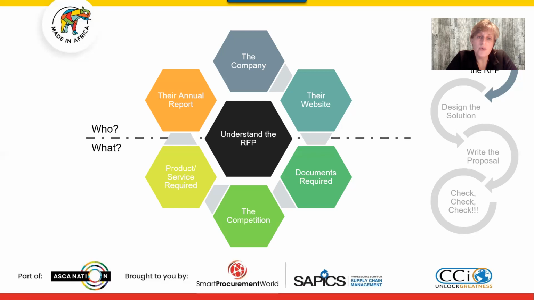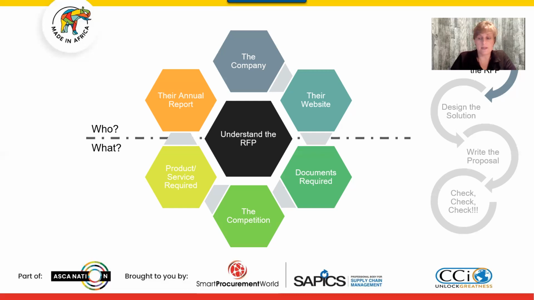It's also handy to know who the competition are, so that you are able to compete in terms of how you write your proposal and you know what they can offer versus what you can offer. So competition information is also very, very useful. So this is the proposal and the process we use for understanding the request for proposal.